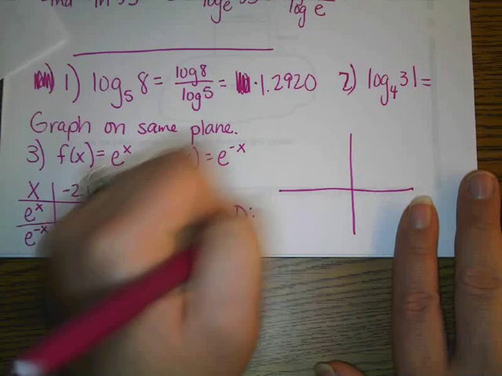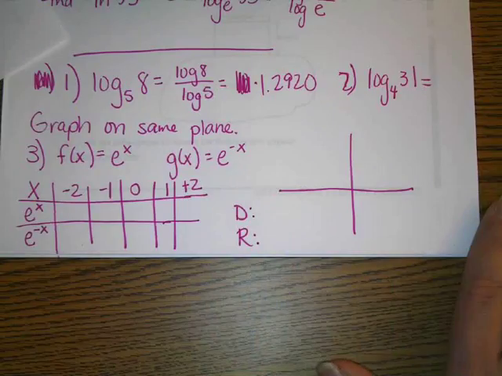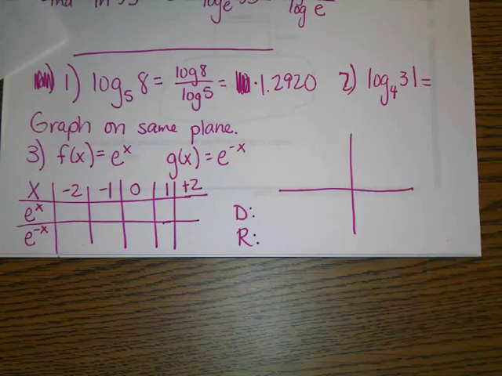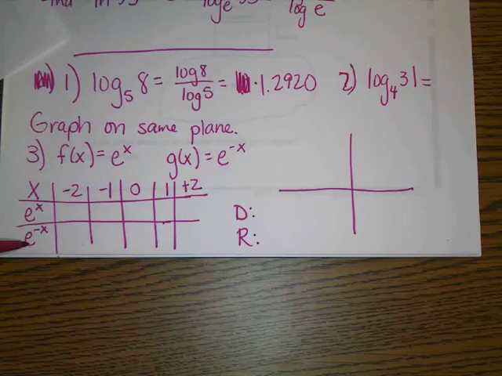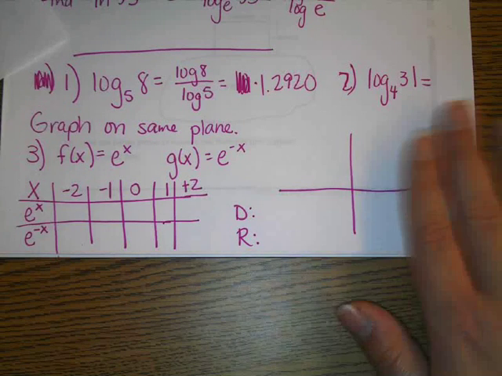Then I also want you to talk about what the domain and the range are. The domain and the range are the same for both of these graphs. That should be a hint. It's not that the domain and range are the same as each other, but this graph and this graph have the same domain, and this graph and this graph have the same range. Okay?